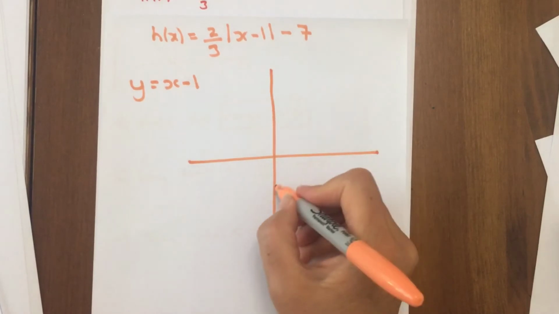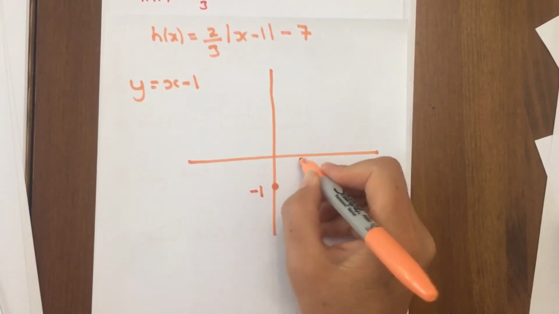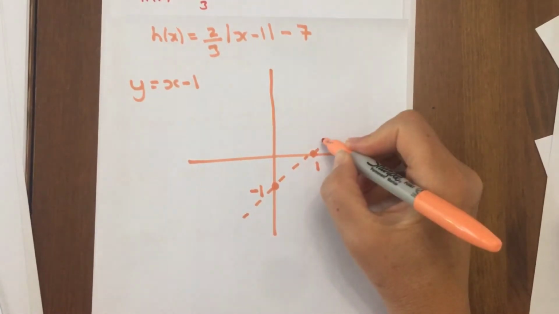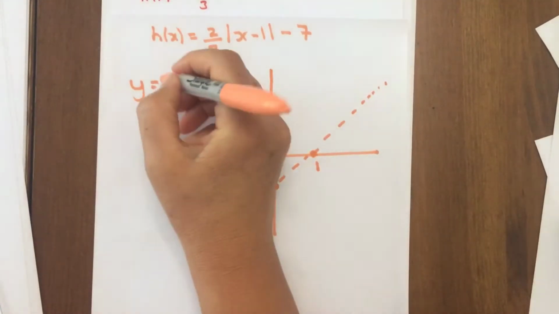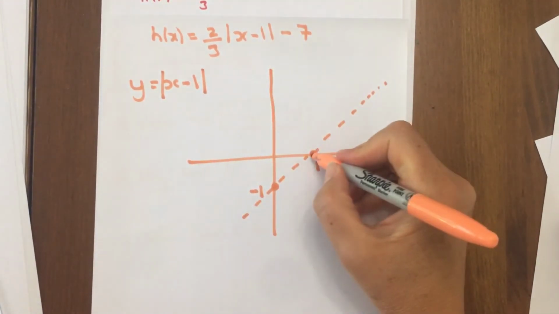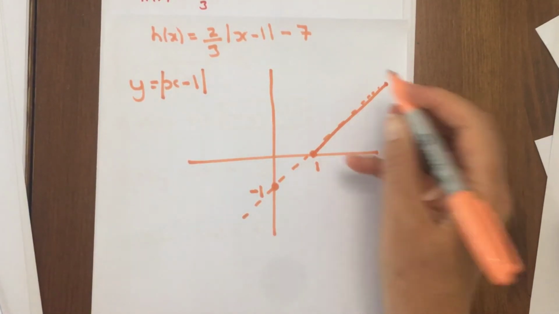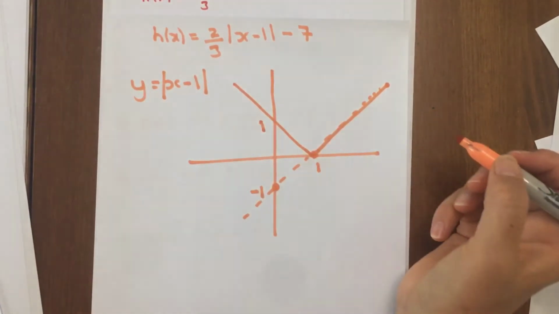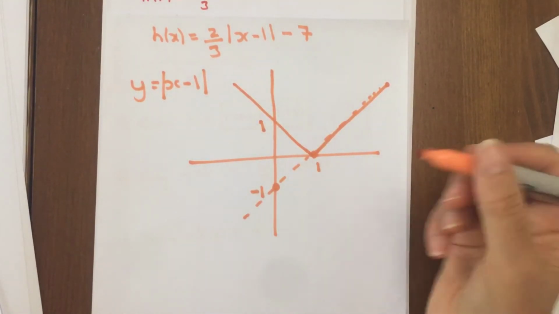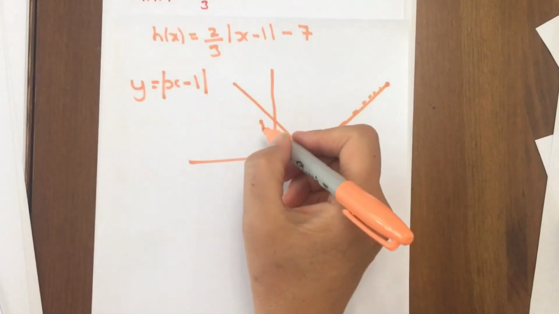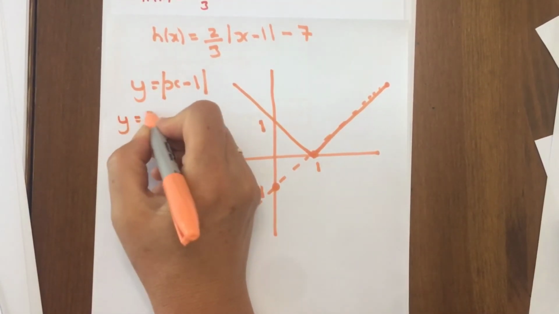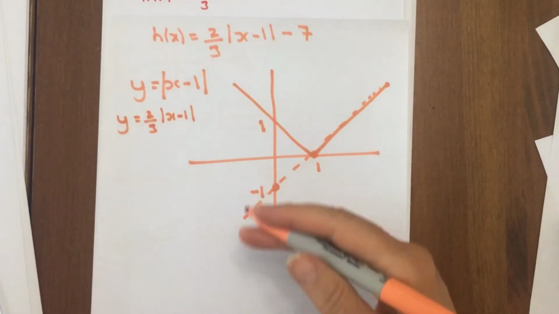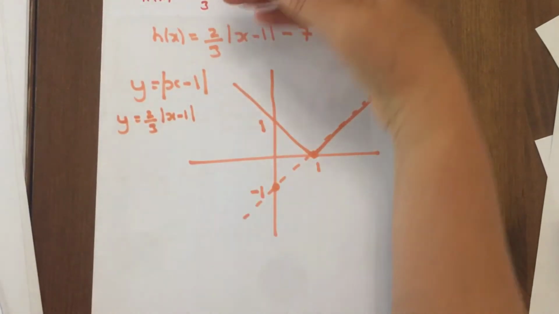So x minus 1 will go through minus 1 and will go through 1. Dotted line. I want now the modulus of it all, so I want everything above the axis, and then I reflect everything beneath the x-axis. Now I want 2/3 of this, so I'm going to stretch it by 2/3. I'm going to multiply my y values by 2/3.